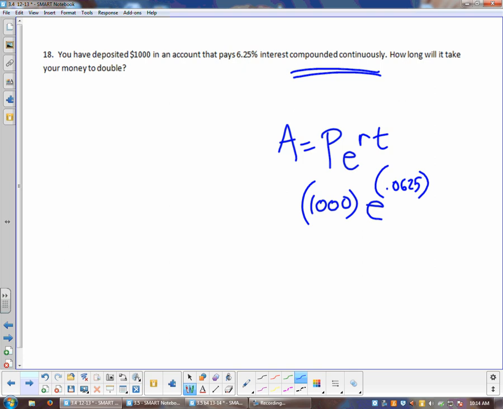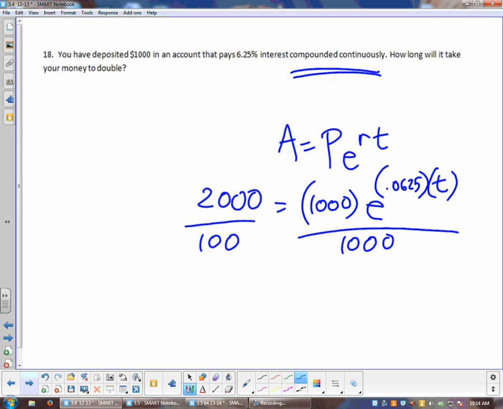All right, and the years? We don't know, so we're going to use x or t or whatever you'd like. What about the A? Why 2,000, Billy? We want it to double, so we're going to plug in 2,000 here. And what would we do first to solve this? Patrick? Divide by 1,000, I heard you say. So we get 2 equals e to the 0.0625 t.